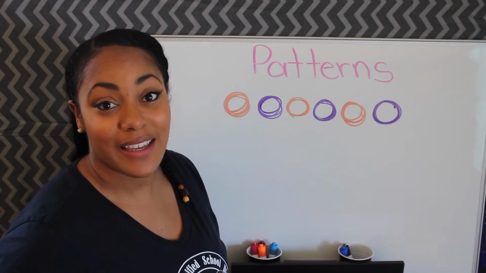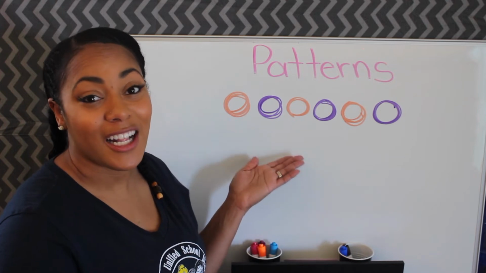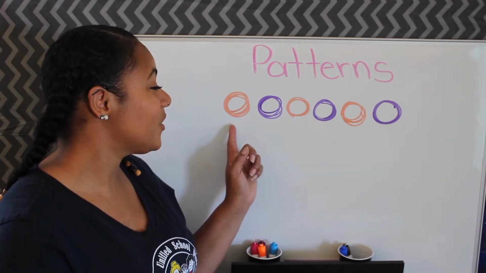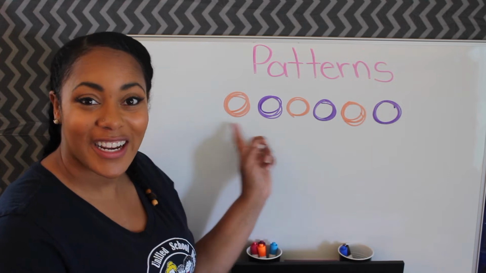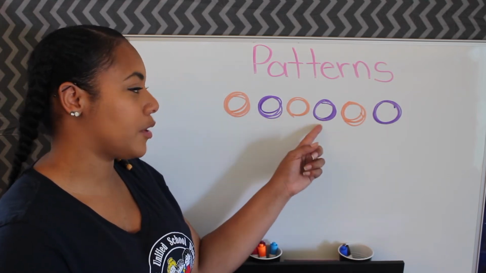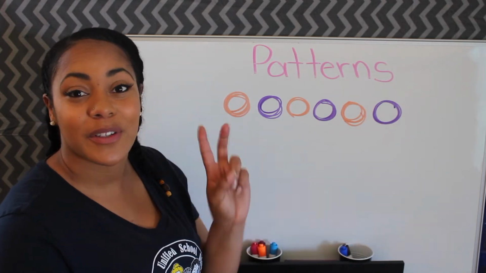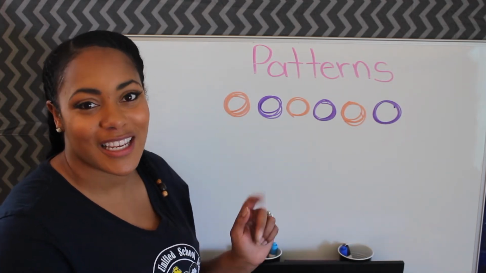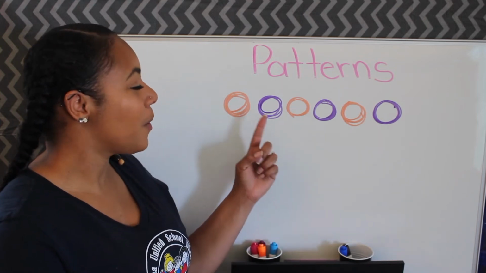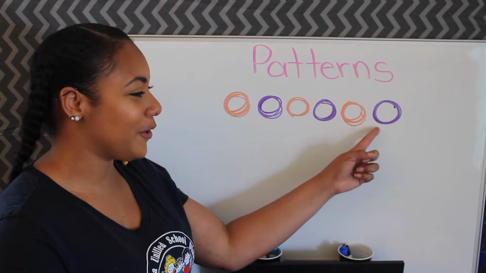Friends, for today's math activity, we're going to be creating patterns. Here I've created a color pattern. What my colors are doing is taking turns with each other in a straight line. Brown, purple. Brown, purple. Brown, purple. I made a color pattern with two colors, and those two colors are taking turns.